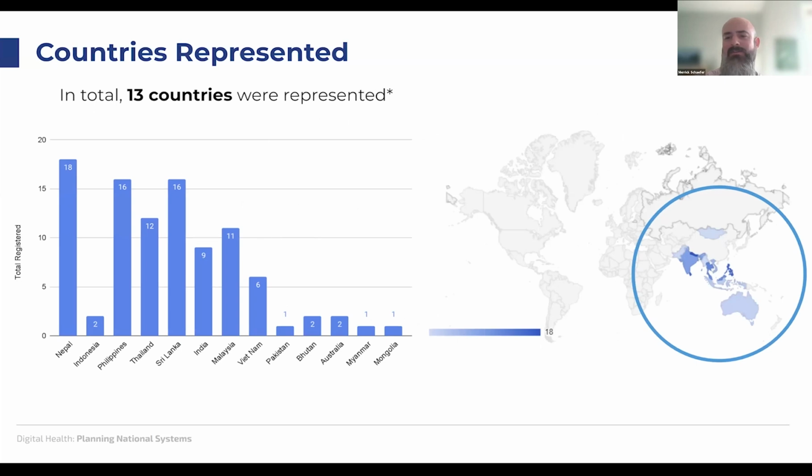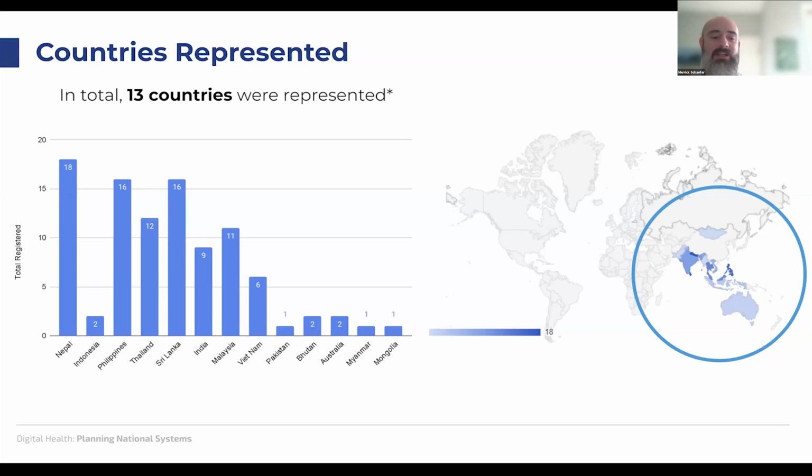Also, for those of you in Thailand, you got the shout out in The Economist a couple weeks ago. I read that article talking about how strong the Thai health system is and how it's really a model for other countries to look at. So just congratulations for that kind of global acknowledgement.